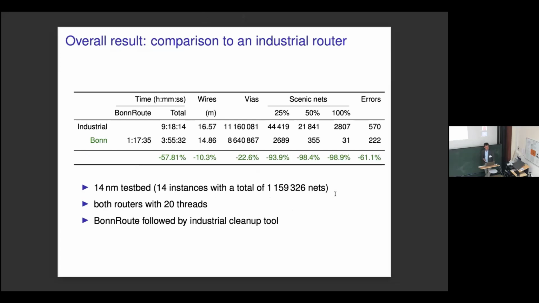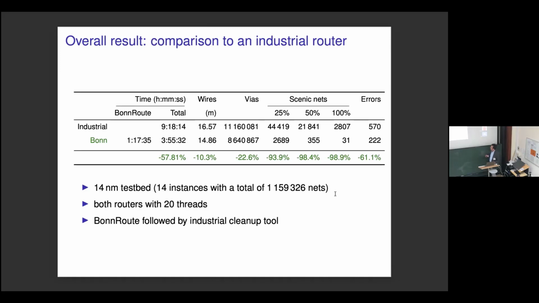So some results that are already a few years old, but today they would look even better, compare the overall router to some industrial tool. You see there's an industrial router that uses for this test bed 9 hours and has a total wire length, in this case, of 16 meters and 11 million vias. And our router used only 1 hour and 17 minutes on the same test bed, where we still had at that time a 3-4 hour post-processing that does some cleanup of some rules that we didn't care about.